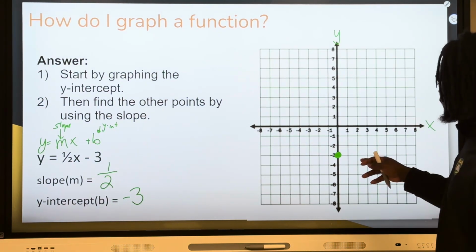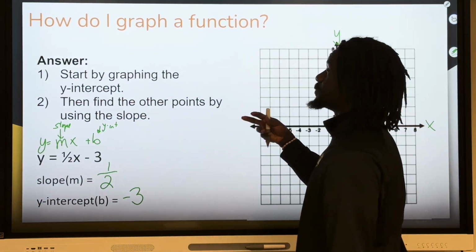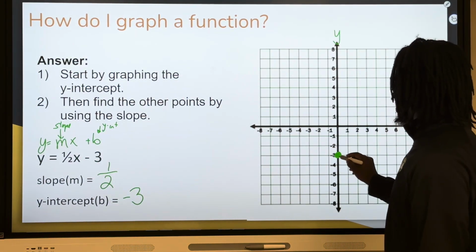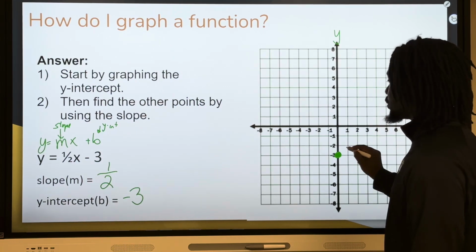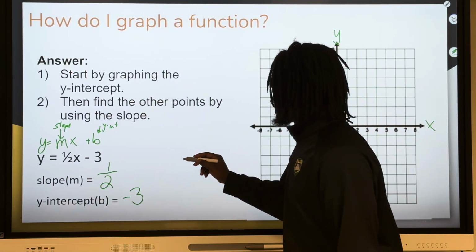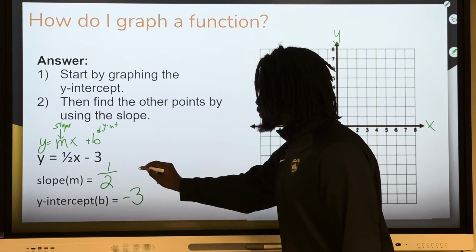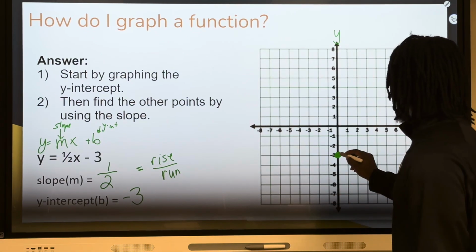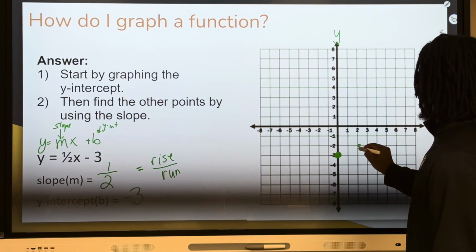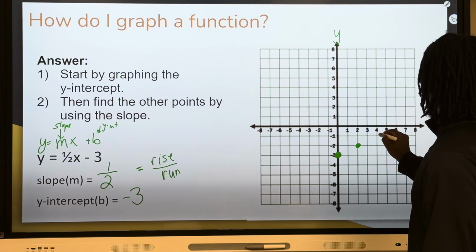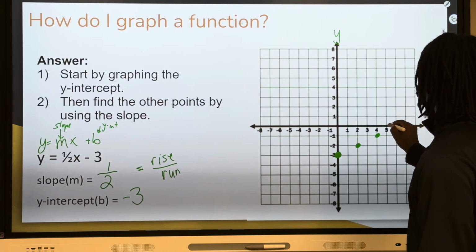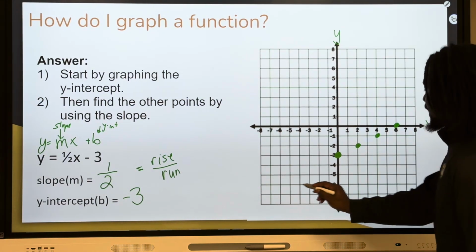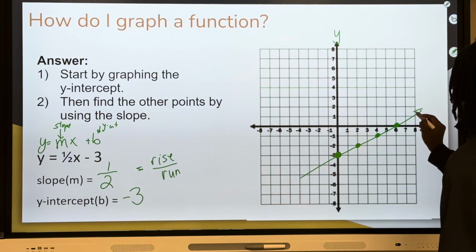From there, I'm going to find the other points by using the slope. The slope in this case is 1/2, so I'm going to go up 1 over 2. As I mentioned on the previous slide, for slope you're doing rise over run. So I'm going up 1, over 2, again and again, and these give me some points for my graph. Then from there, I can just connect these dots.